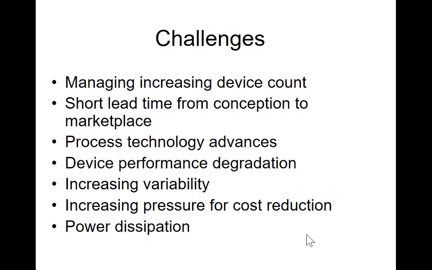The variability is increasing. You have two devices that used to match pretty well if you go back 10 years ago. Now you take two devices that are very small, they may not match very well, and that causes some major problems. There's always pressure for cost reduction as well. And finally, power dissipation is a real issue. We talked about the power dissipation in a high-end Intel processor being close to 100 watts. That's a lot of power to put in a very small chip. In fact, that's enough power you could almost use them as heaters.